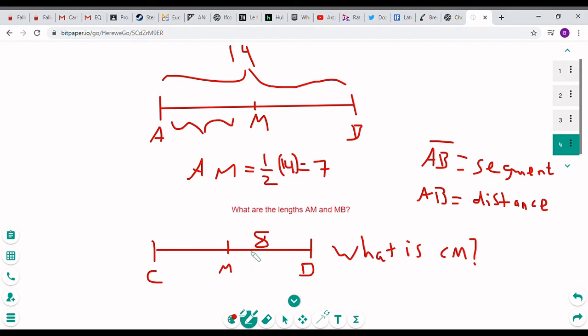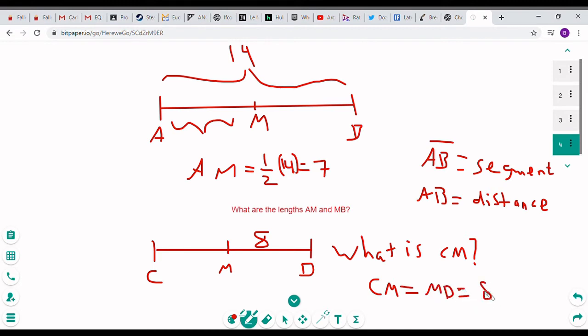Because it's the midpoint, that means it's exactly in the middle. So the right side is half and the left side is half, and we can set these two parts equal. CM is going to equal the same thing as MD, which is the other side, which equals 8.